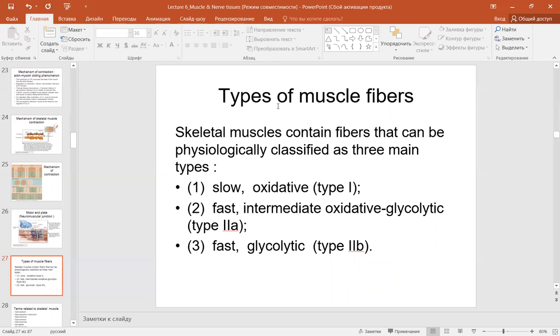Types of muscular fibers. Skeletal muscle contains fibers that can be physiologically classified as three main types: slow oxidative type 1 muscle, fast intermediate oxidative glycolytic type 2A muscle fiber, and fast glycolytic type 2B muscle fiber, which make different compositions in each particular organism, in each particular muscle.